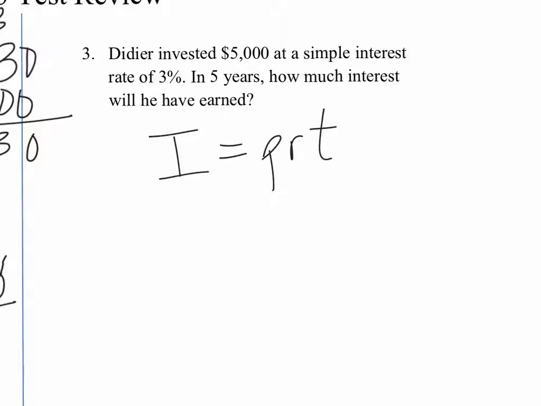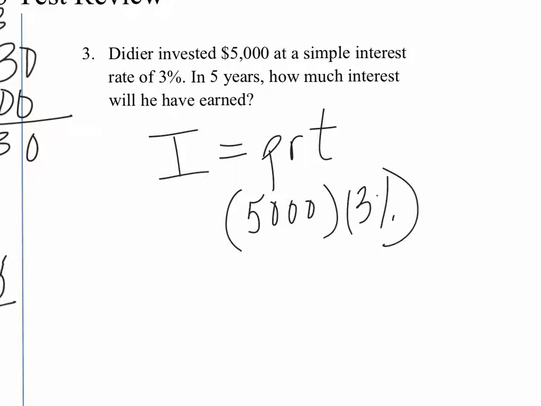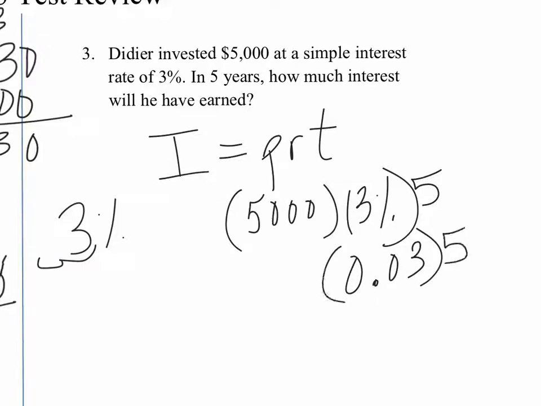So if we are looking for the interest that he would have earned, you have to multiply the principal, P, 5,000, times the rate, which is 3%, and the time here being 5 years. You can't multiply the way it is because 3% has to be changed to a decimal. 3% as a decimal, when you move it 2 places to the left, becomes 0.03. Bring down the 5 for the years and the 5,000 for the principal.